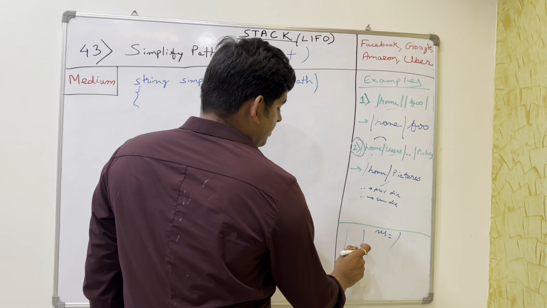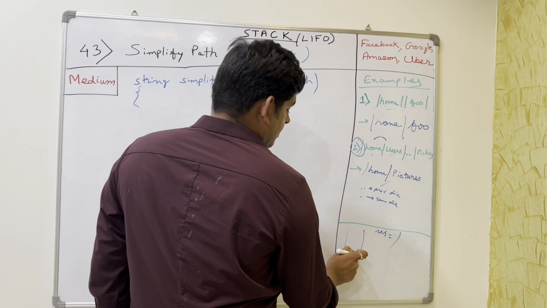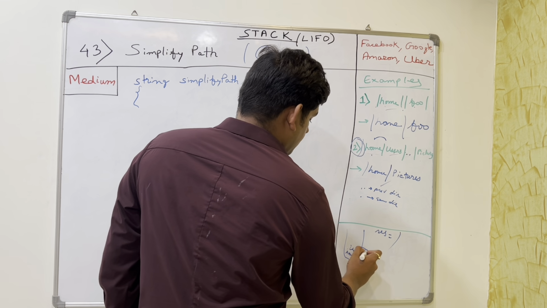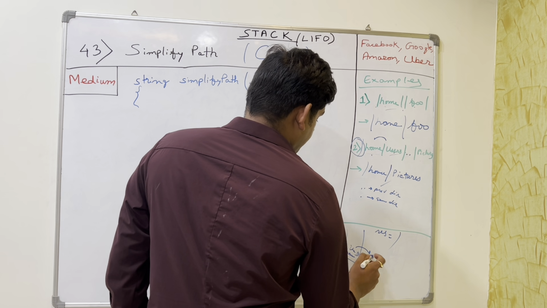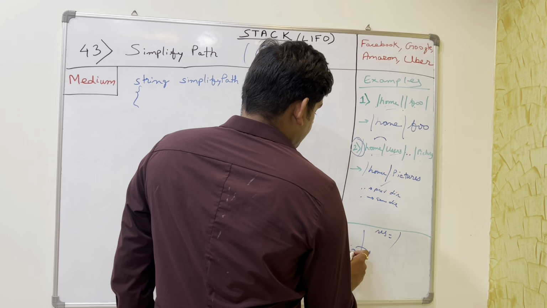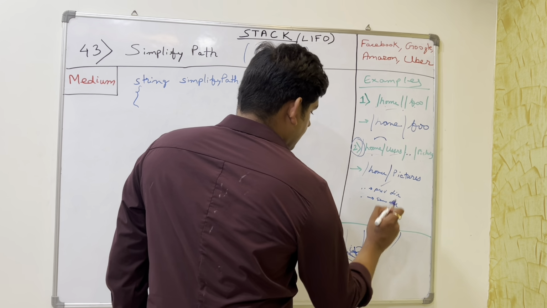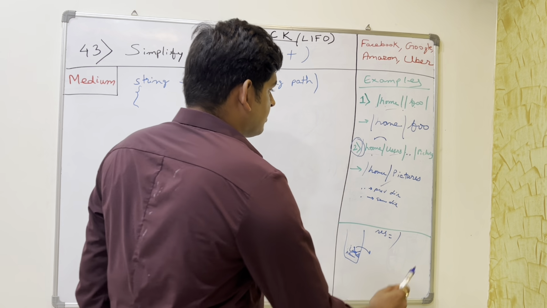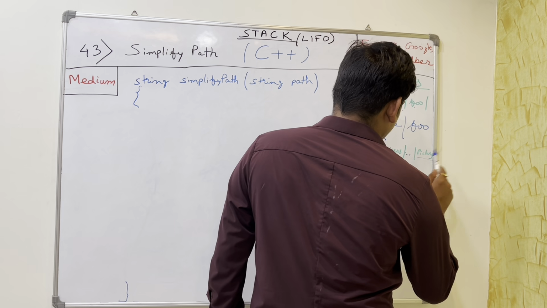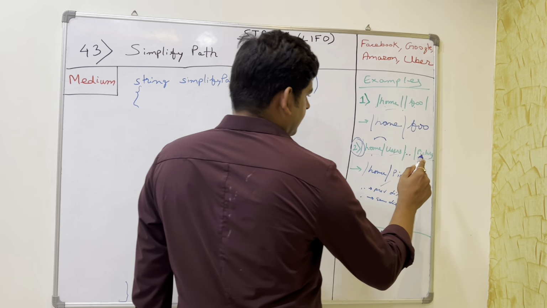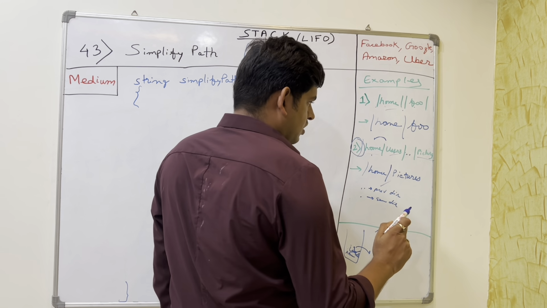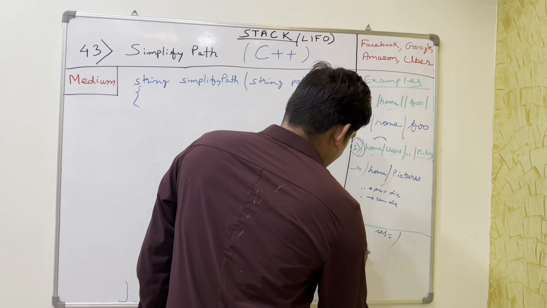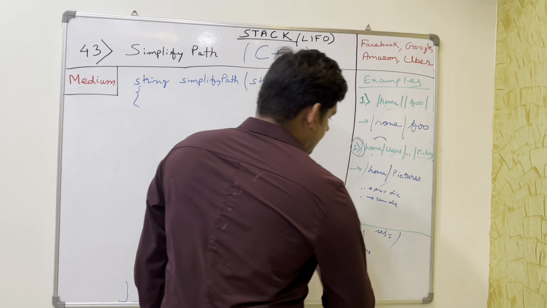We need to remove this from the stack. So we will pop this out, and this will be empty and this is gone here, and then we go to the next folder, the entry without slash and dot dot. So next is pictures. So we enter pictures here, right?